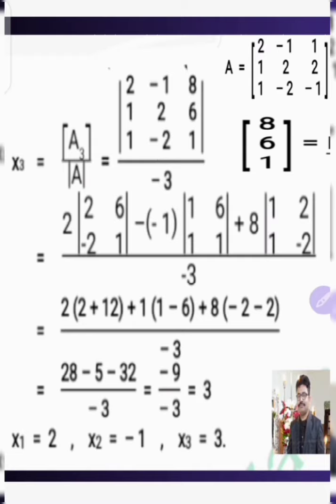I have explained the Cramer rule in full detail. If you can't understand, then rewind this video and watch it 2 or 3 times. You will understand more.